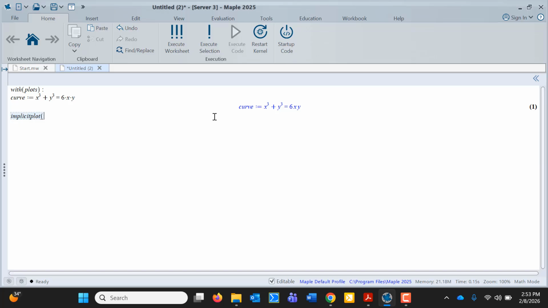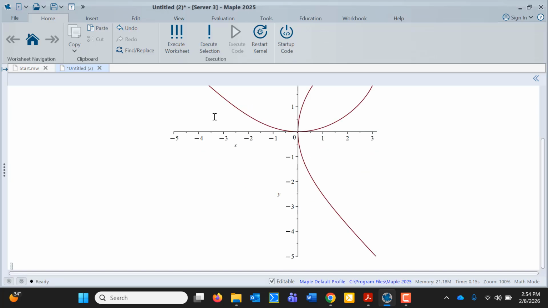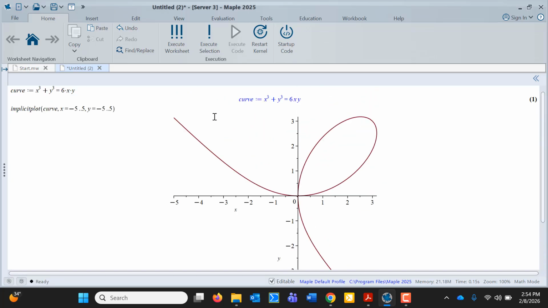And remember, we called it this curve, so I'm going to type in curve, comma, and let's go ahead and tell it what x's, and in this case we also have to tell it what y's we want to use when we're graphing this. What window do we want this to show up in? So I'm going to choose my x's to equal -5 dot dot up to 5, comma, y equals -5 up to 5, and then close parentheses. And there's our graph. Nice little curly Q.